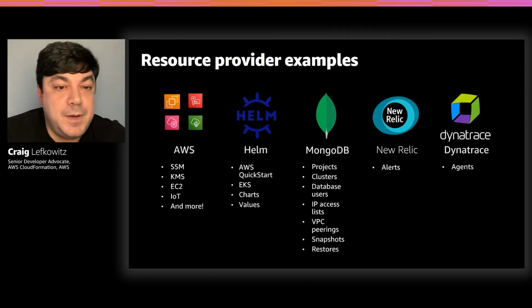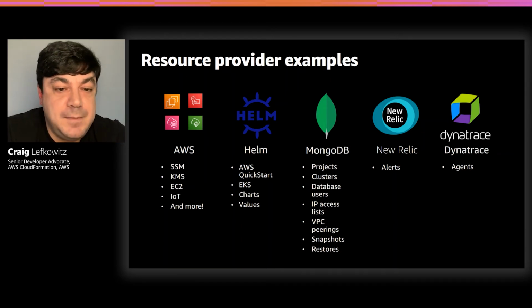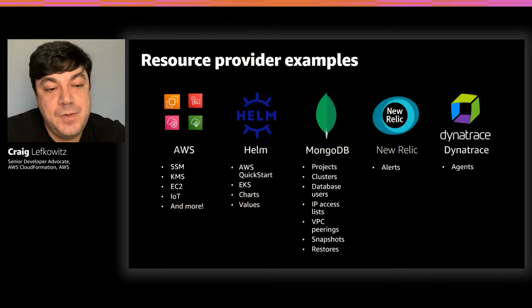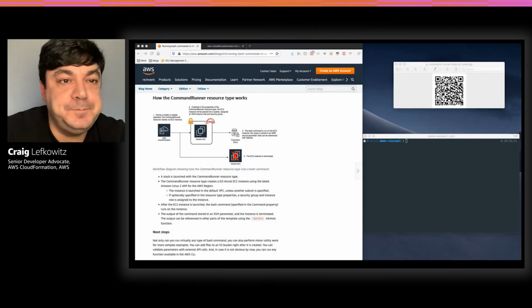Before getting into the demo, I'd like to call out some notable examples of resource providers being used today. As I said before, the service teams here at AWS are authoring their resource providers using the same resource provider framework we're talking about today. The AWS Quick Starts team has a resource provider to manage Helm on EKS, as well as partners such as MongoDB, New Relic, and Dynatrace, to name a few. And with that, let's get into the demo.